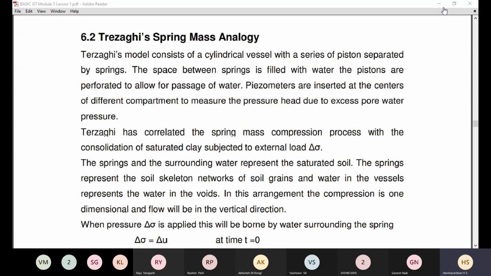The difference between consolidation and compaction: in compaction also we are reducing the volume of the soil to achieve a higher density, but the difference is, compaction is a man-made process, and when you do compaction, you are achieving a soil of higher density, which increases the strength of the soil. But consolidation is a natural process.